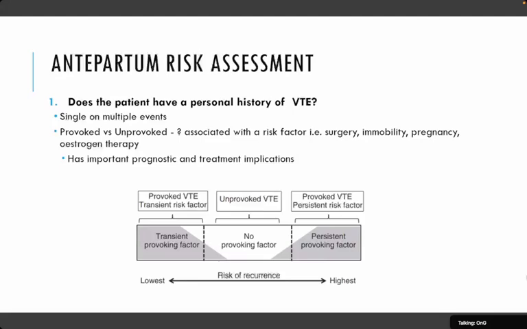So antenatal prophylaxis may be omitted if there are no other risk factors, as opposed to a VTE event that was provoked by, for example, estrogen therapy or that occurred in a previous pregnancy. This has a higher risk of recurrence, and therefore antenatal prophylaxis will be required.